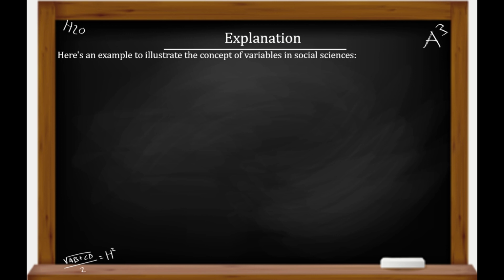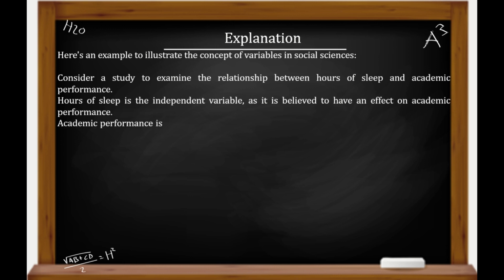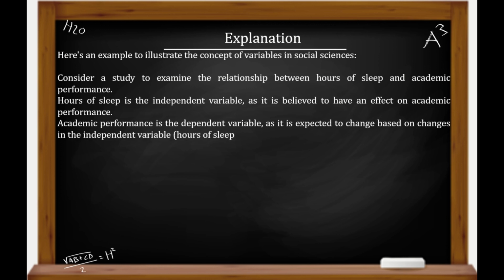Here is an example to illustrate the concept of variables in social sciences. Consider a study to examine the relationship between hours of sleep and academic performance. Hours of sleep is the independent variable, as it is believed to have an effect on academic performance. Academic performance is the dependent variable, as it is expected to change based on changes in the independent variable.